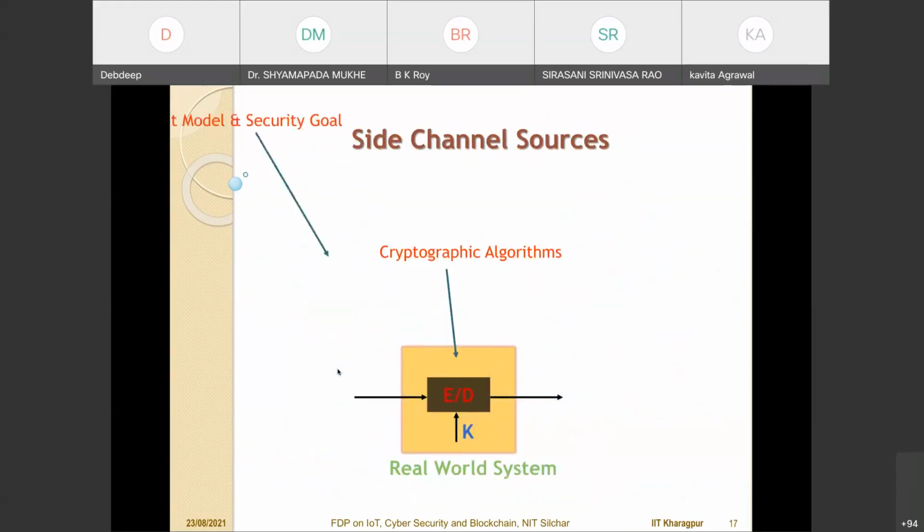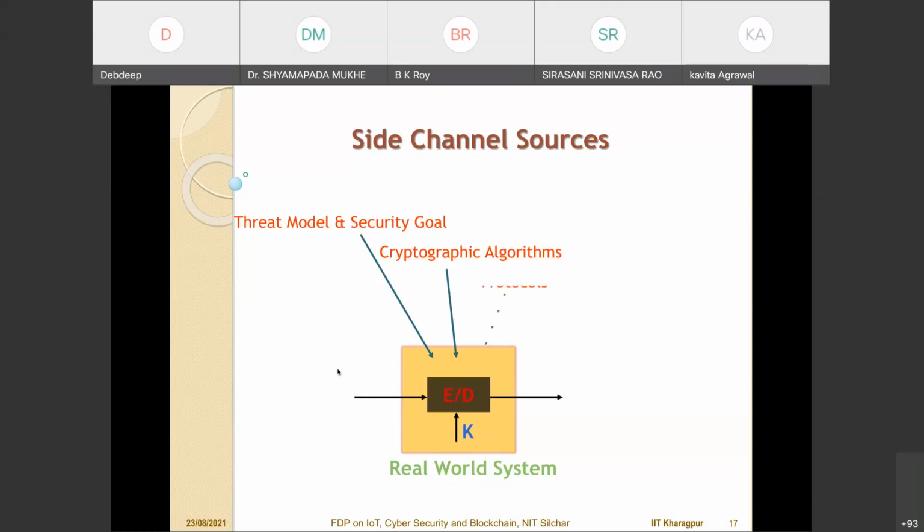And there can be various sources of side channel information. When you talk about security, there are various parameters that come to mind. When you talk about real world systems, you have the threat model and the security goal. It is very important, when we start developing an attack or a countermeasure, that we properly articulate the threat model and the security goals of the adversary.